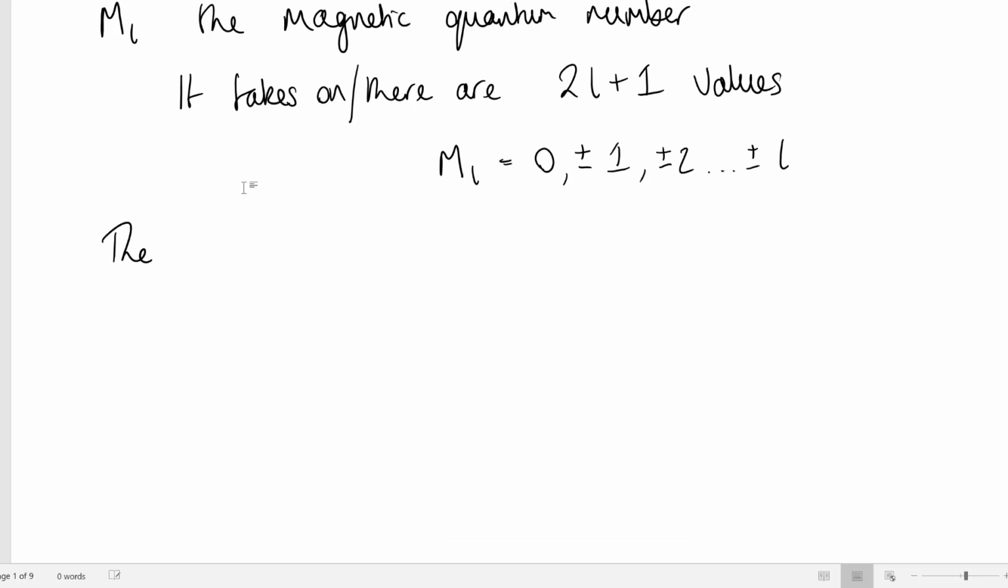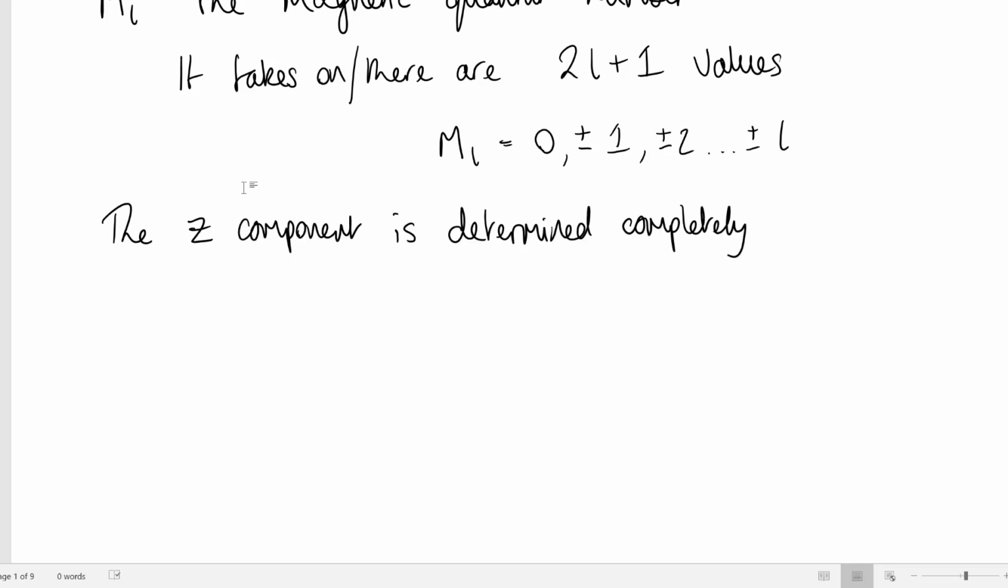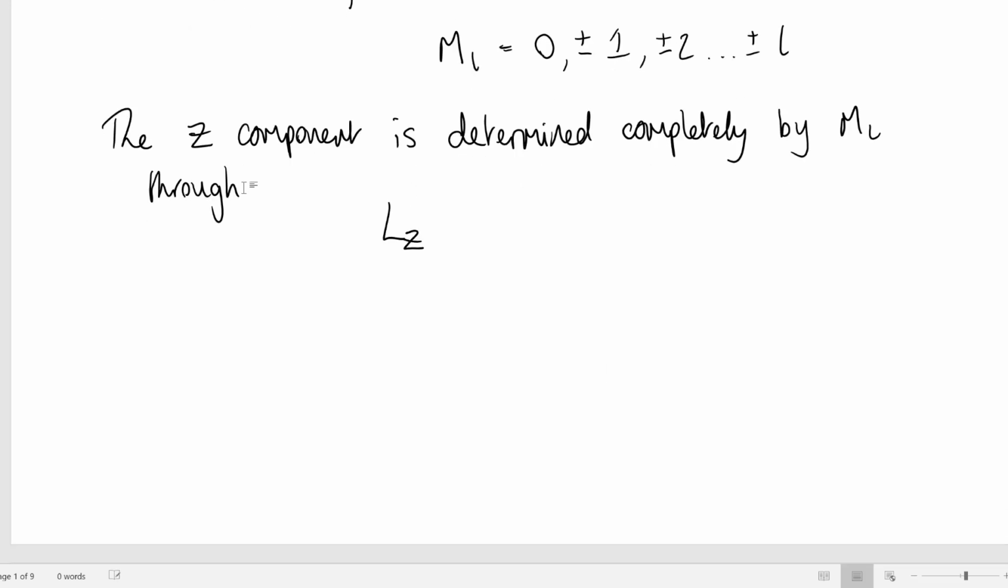And the z component of the angular momentum is determined completely by m sub L through the following expression. We have L sub z is equal to m sub L h bar. So the question now is, why is this called the magnetic quantum number? We know that it is associated with angular momentum in the z direction, but why the magnetic quantum number?